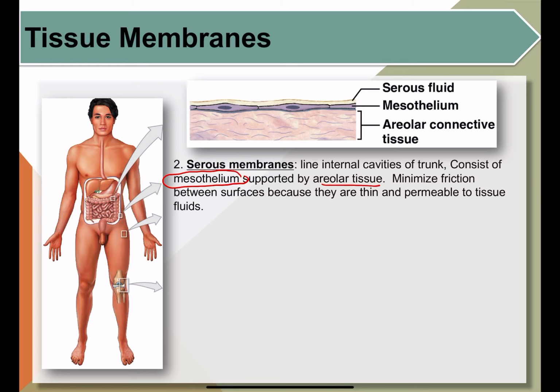Every minute, every second, your heart beats. Okay. And then you're breathing all the time, so your lungs are always moving in some way, and they can't be rubbing against each other every time you breathe. Okay. So these serous membranes are usually thin and permeable to tissue fluids.